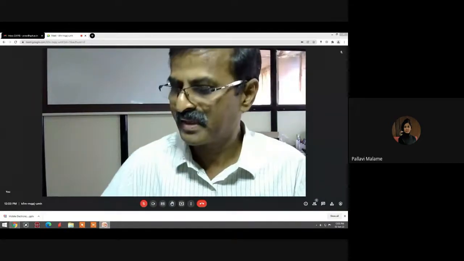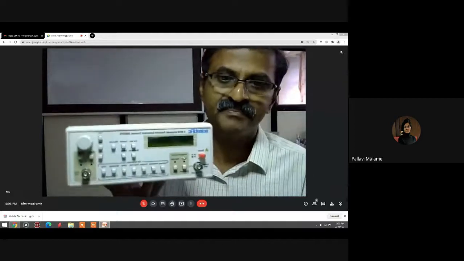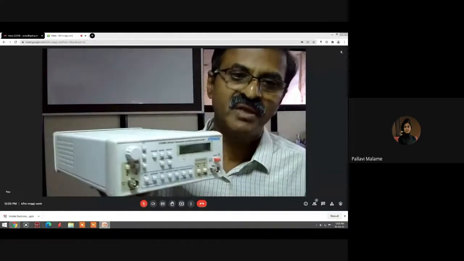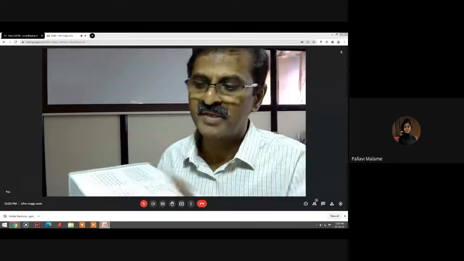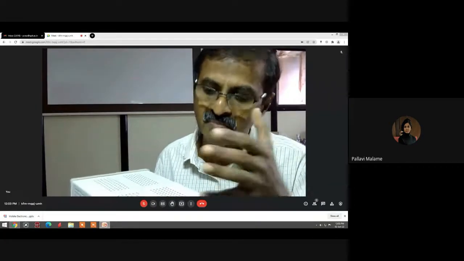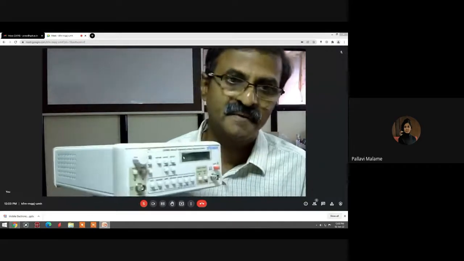Second equipment is, as you can see, what is called a function generator. Function generator is the one which will generate the waveform, right? This is the output. Whereas in a CRO, it is the input. You would like to monitor the signal, whereas a function generator generates the signal.